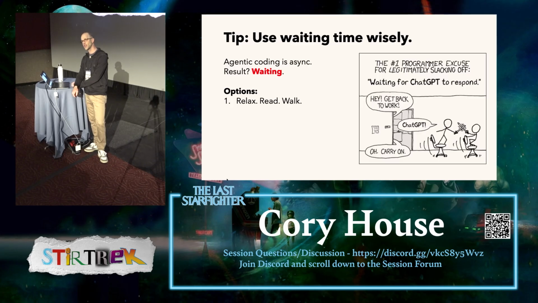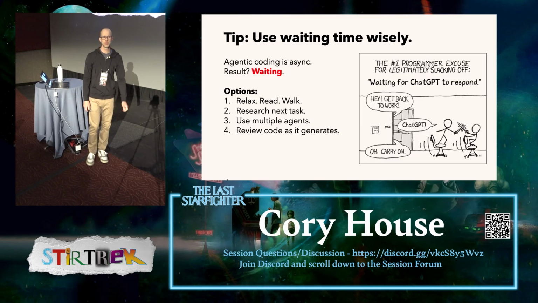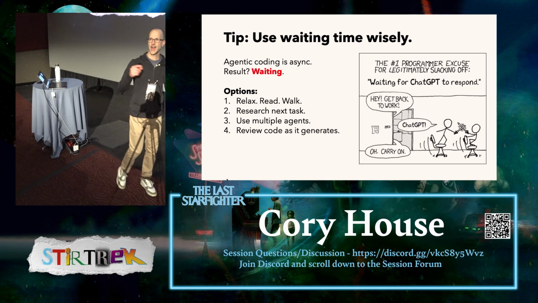I'm thinking about the next step. I'm looking at the code that it generates while it's generating. I might also spin up a second agent if I have some other simple tasks that I could get going at the same time. But most importantly is number 4. I think you should be reviewing code as it's spit out.